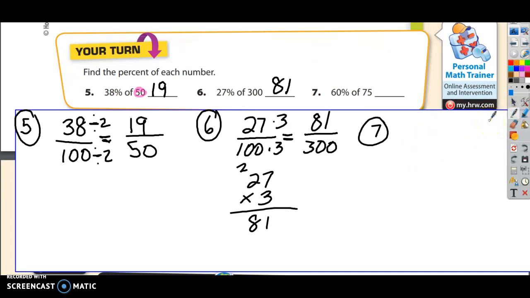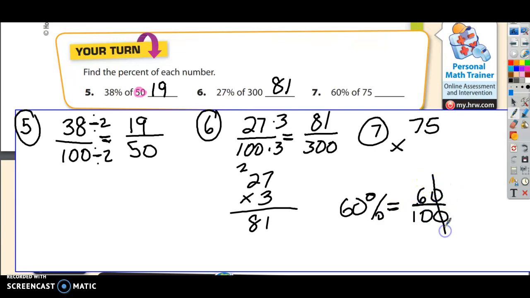And my other method, I showed you earlier on this page, is I'm going to take my whole number 75 and multiply that by my decimal. Now what is my decimal? We've got to go think down here. What is 60% equal to? 60% is equal to 60 hundredths. 60 hundredths can simplify to 6 tenths. And 6 tenths means a 6 in the tenths place. That's it. So I'm going to take 0.6 and multiply by 75. It's that simple.